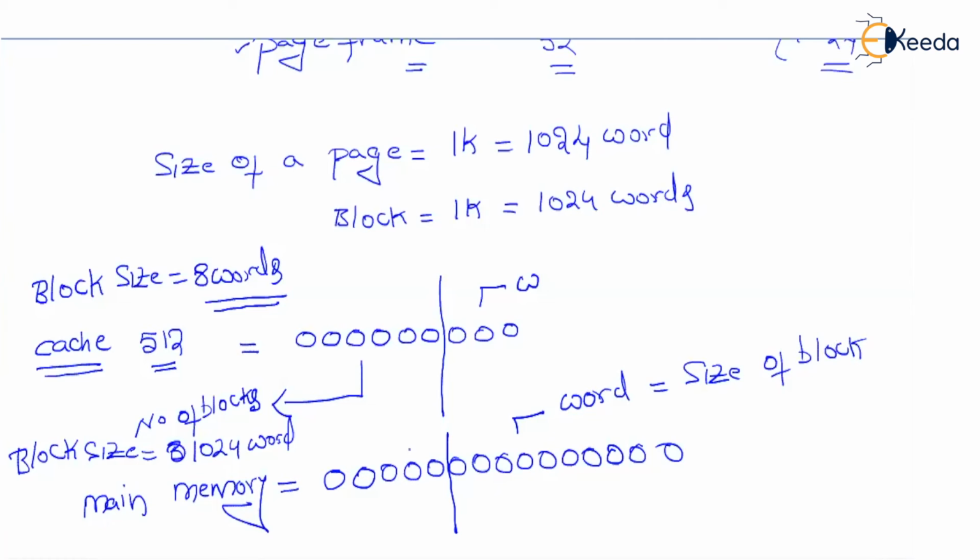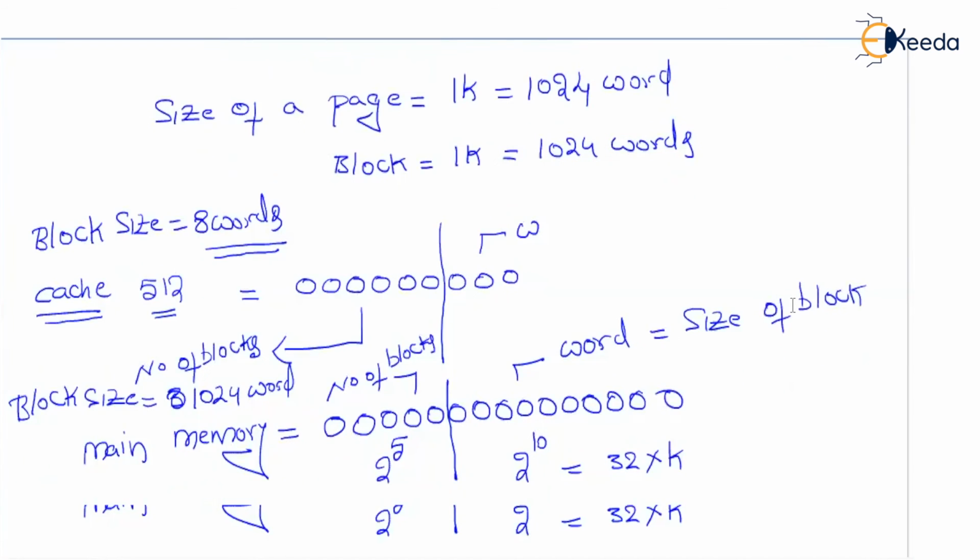The most significant 5 digits will give you the number of blocks. That is, I do have 2 power 5 blocks, and each block is of 2 power 10 words, which is equal to 32K.